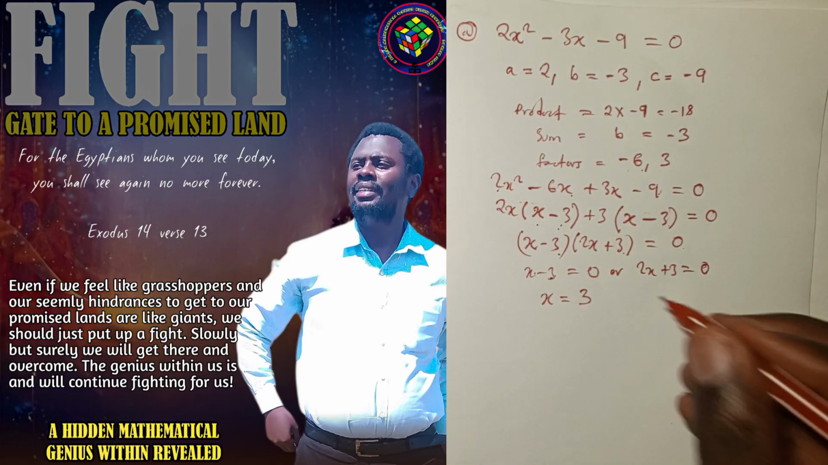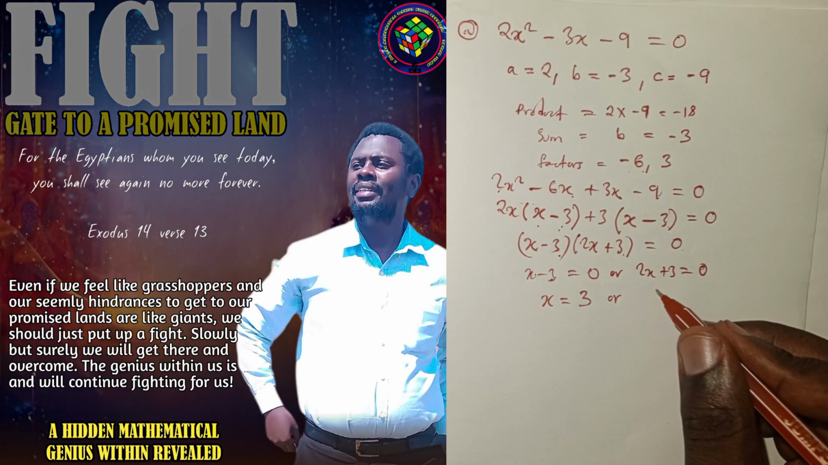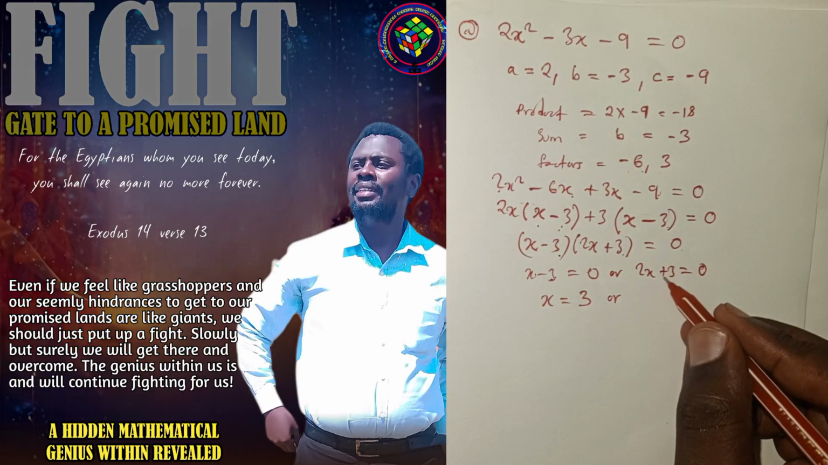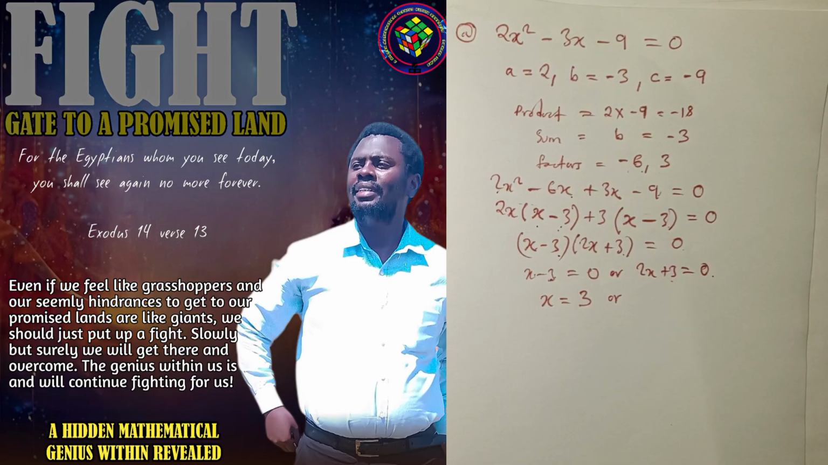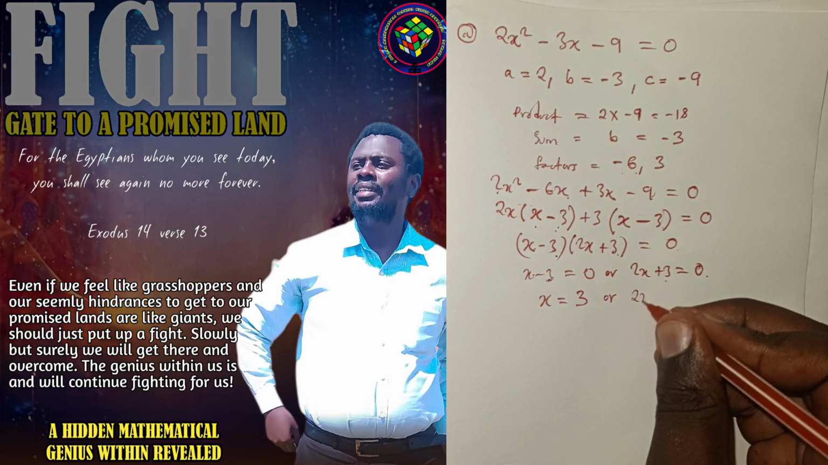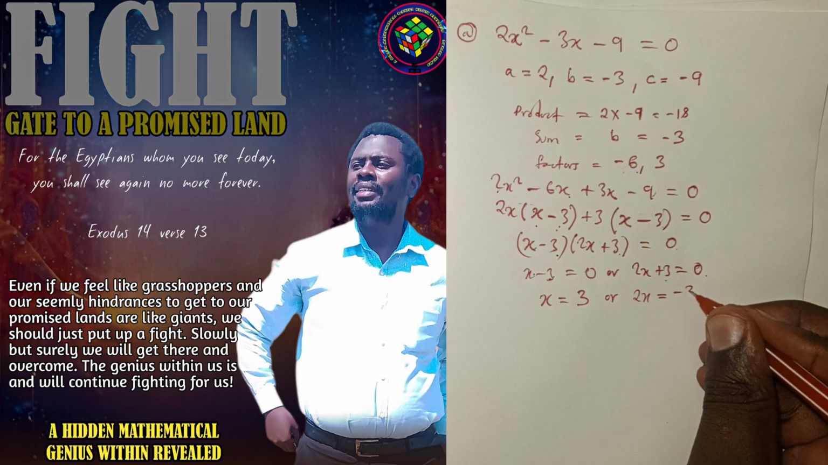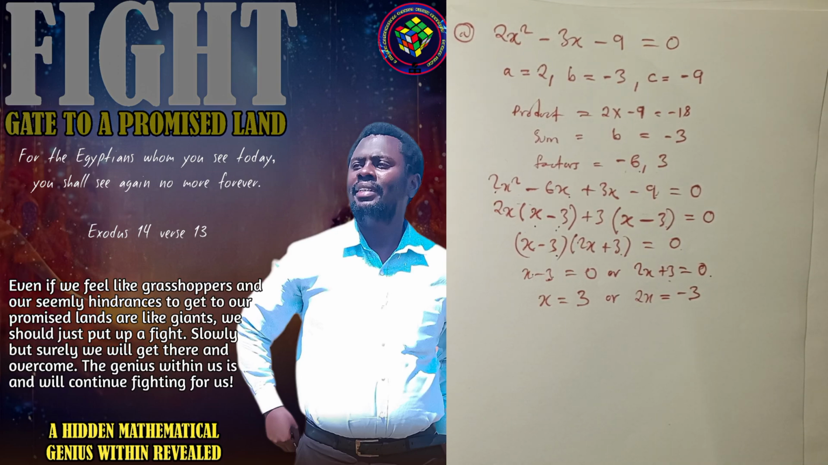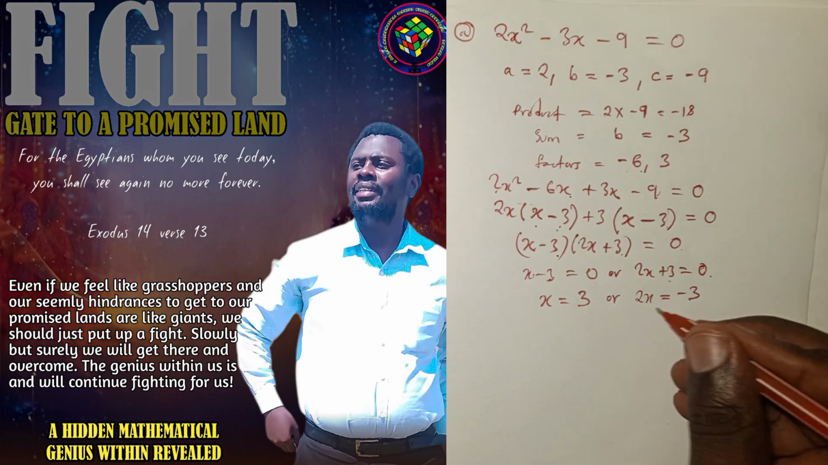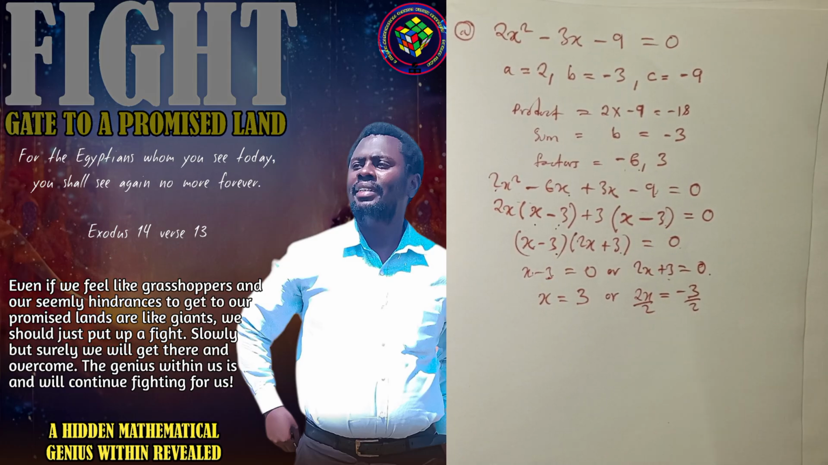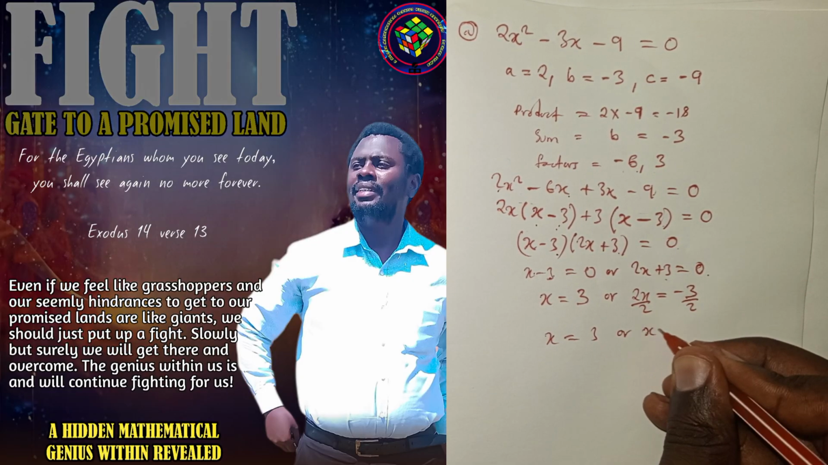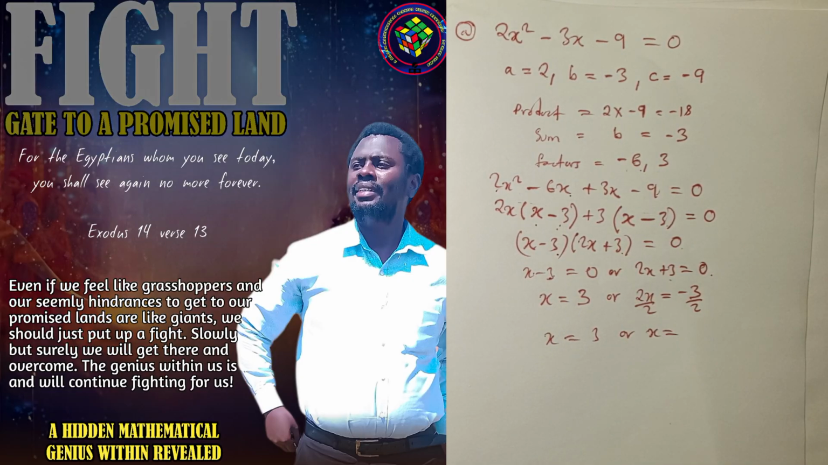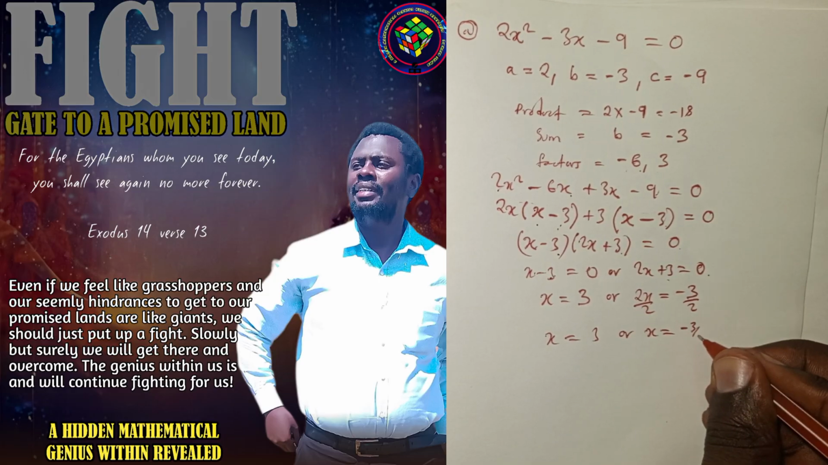So x is equal to 3, or again here 2x plus 3 is equal to 0. The plus 3 will go this side, here it is plus 3, and this side it will be minus 3. So we have 2x is equal to minus 3. Then to remain with x, you divide by 2 to both sides of the equation. So we have over 2 over 2. Okay, so x is equal to 3, or x is equal to 2 and 2 there will cancel out. So we remain with the negative 3 over 2.